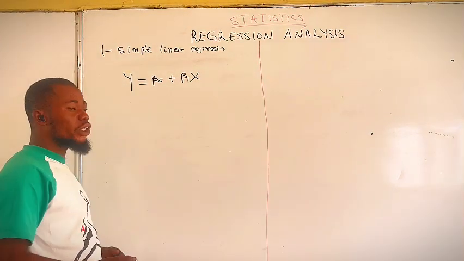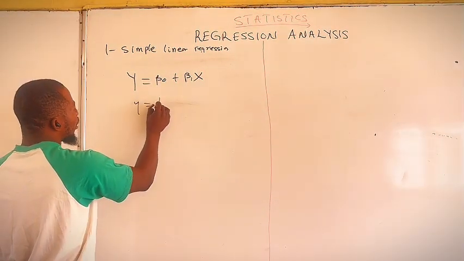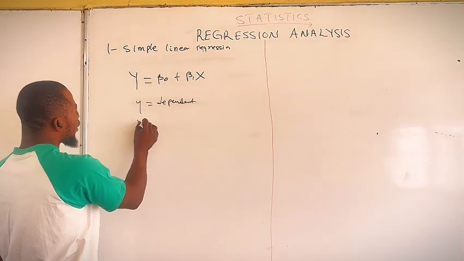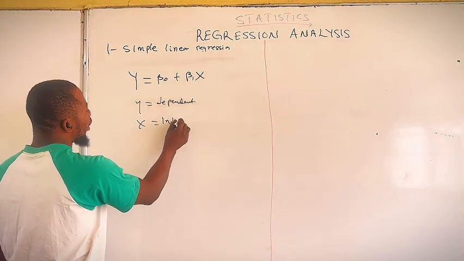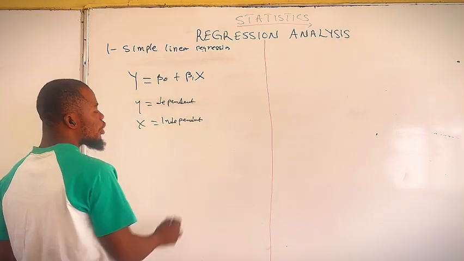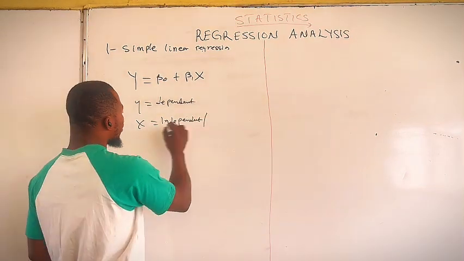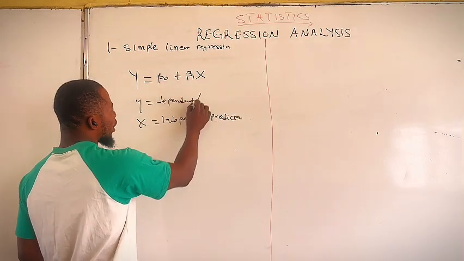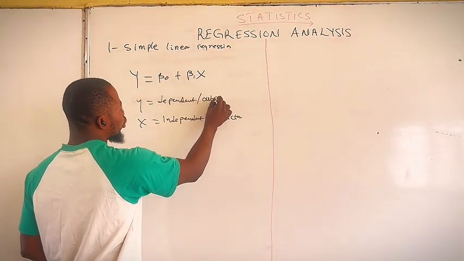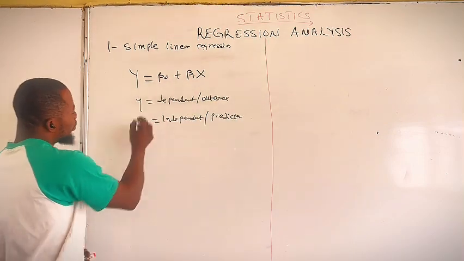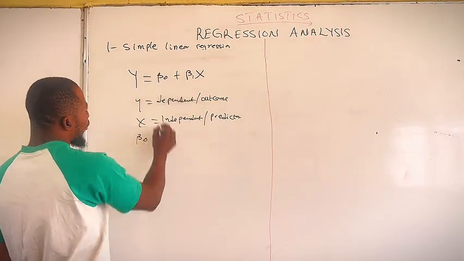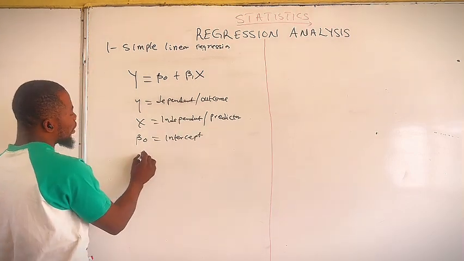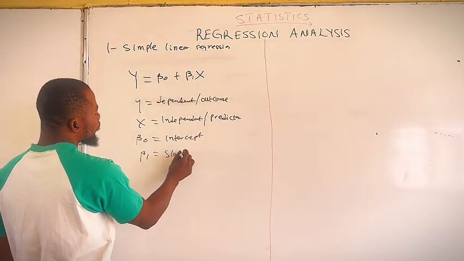In this equation, y is our dependent variable, and x is our independent variable. The independent variable is also called the predictor, while y is also called the outcome or the result. Beta naught is our intercept, while beta 1 is the slope.